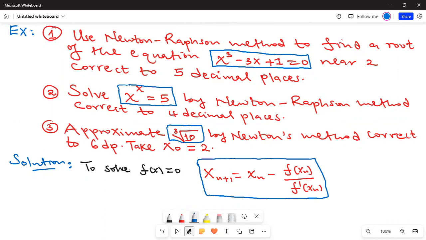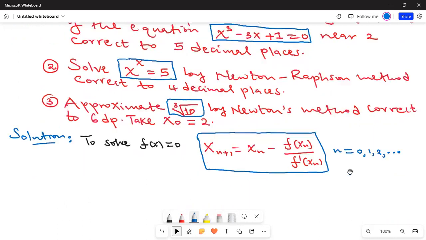It can be a polynomial or it can be a nonlinear equation, where n equals 0, 1, 2, etc. So that means you must know x naught. If it is not given, then you must find it, because that is the starting point. That's what we are calling the initial guess. So now let's answer number 1.